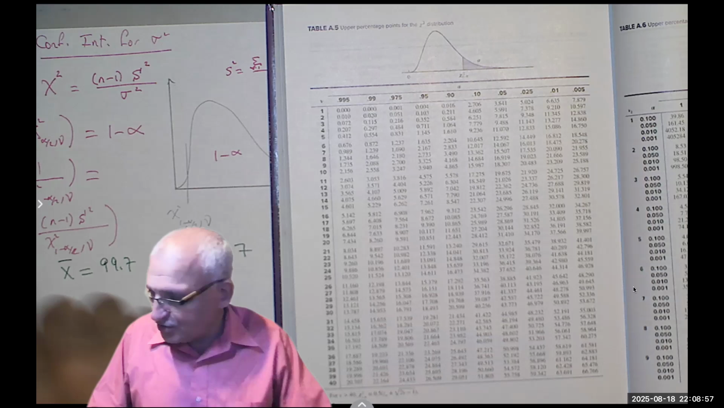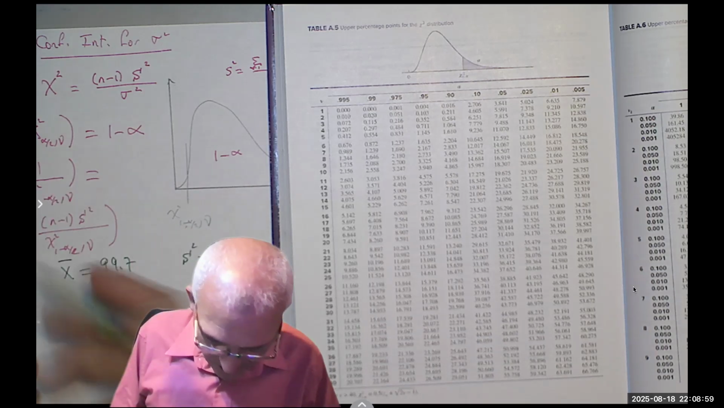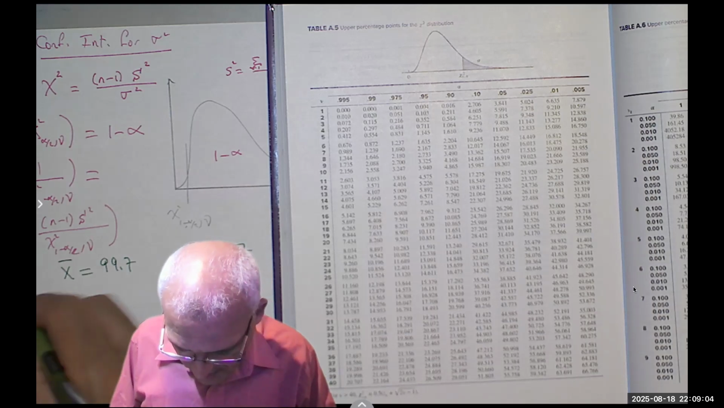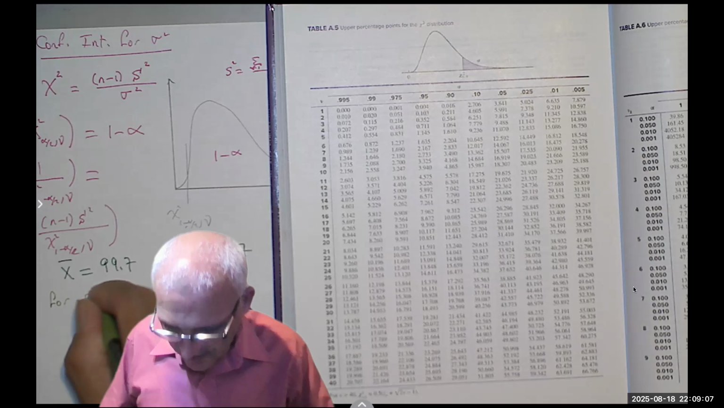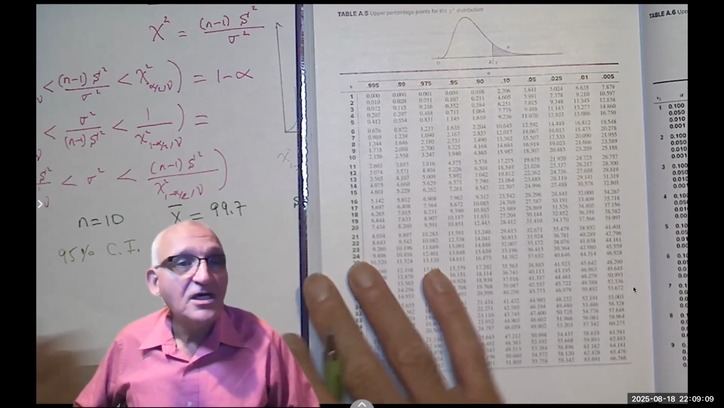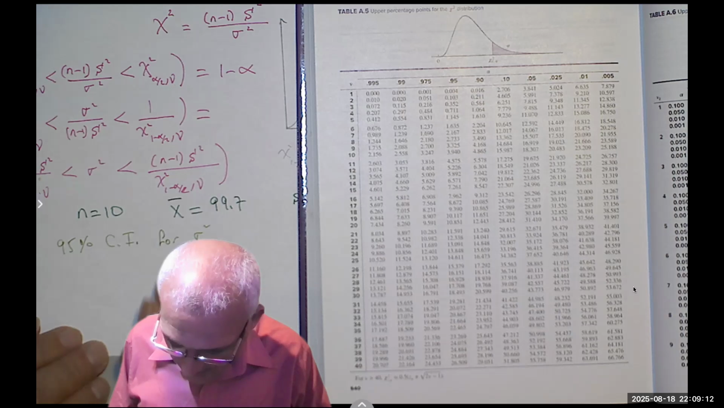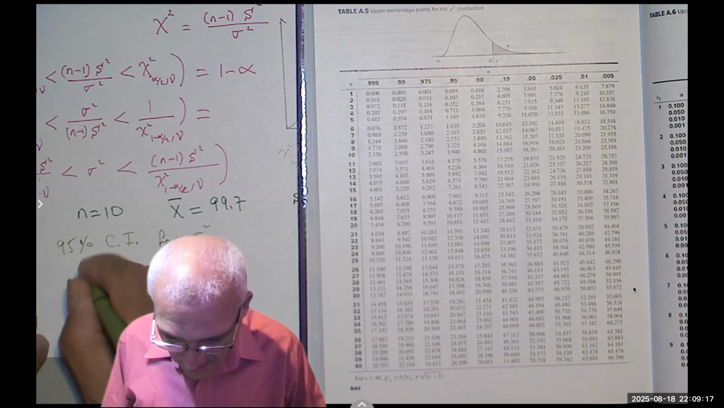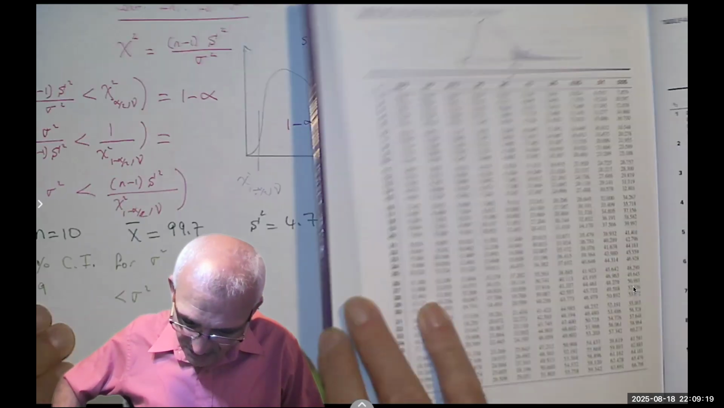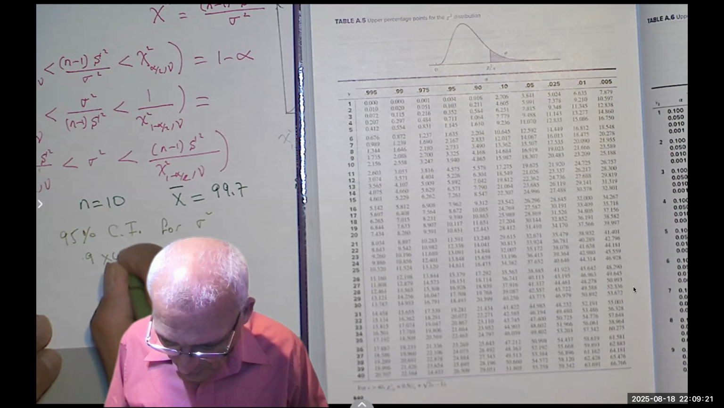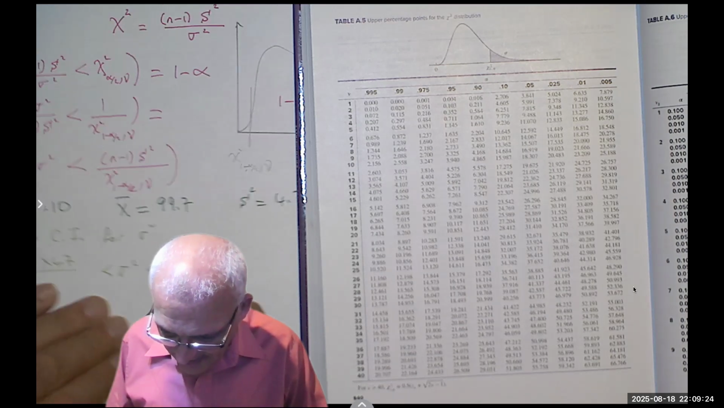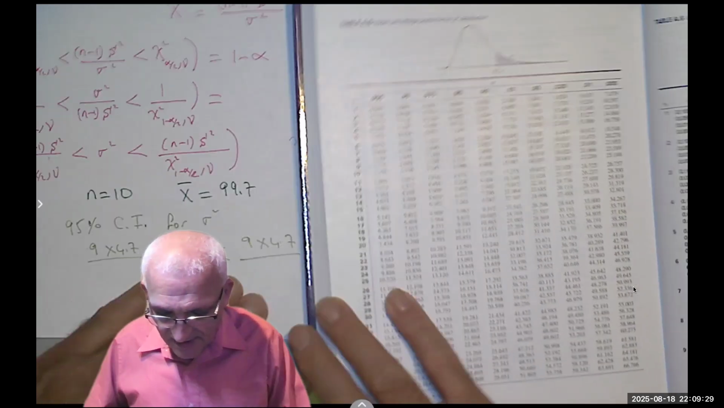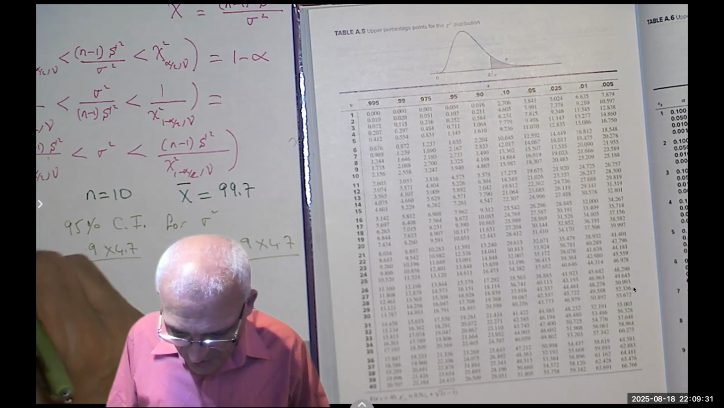So let's say we want to construct a 95% confidence interval for sigma square. So I'm going to say sigma square is greater than n minus 1, which is 9, times S square, which we said is 4.7, over something, and less than 9 times 4.7 over something. So we want the chi-square here.